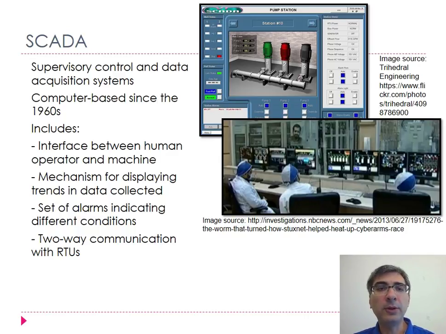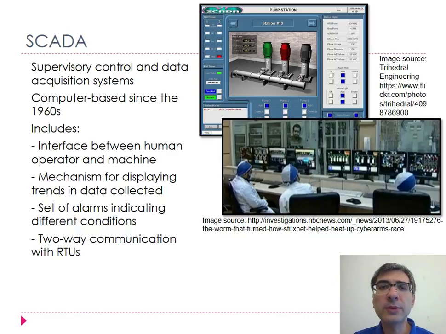And they tend to include some kind of interface between the human and the machine, so an HMI, a human-machine interface. They have some kind of mechanism for displaying trends in data collected, and they will have alarms set against some rules. So, for example, they might have a rule: if the water level drops below a threshold, then sound an alarm or show a notification to the user. And they tend to have two-way communication with RTUs, remote telemetry units, or with PLCs, programmable logic controllers.